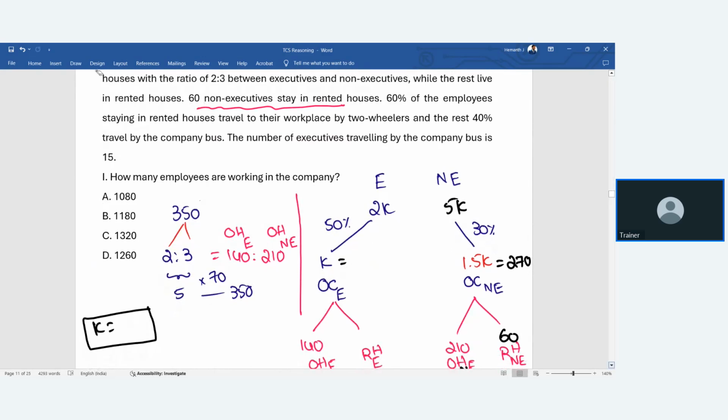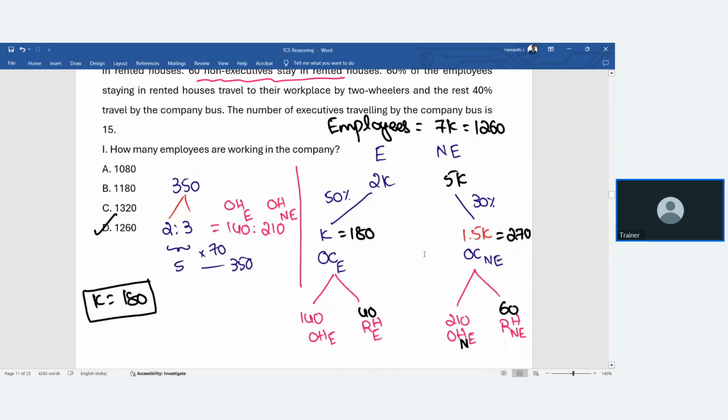If K is 180, here we want total employees, which is nothing but 7K, 7 into 180, 1260. Perfect. So now it's okay. Somewhere I did some mistake, not you people. 2:5, that's what I took as 2 and 3. So that's 2K, 5K, fine. Up to here, fine. One question only completed: how many employees are in the company is 1260.